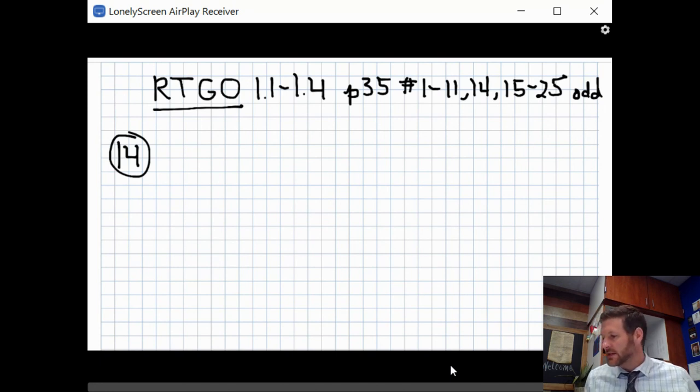But number 14 is, again, part of 1.2 where we were measuring segments. And that was where we were dealing with midpoints and using expressions to solve for the lengths of segments. And so we have number 14 reads, Q is the midpoint of PR.